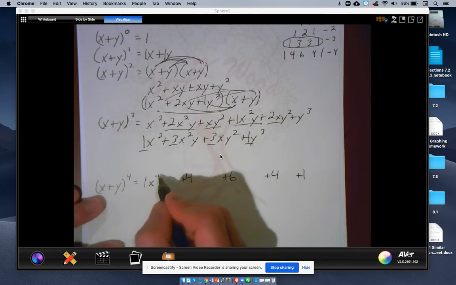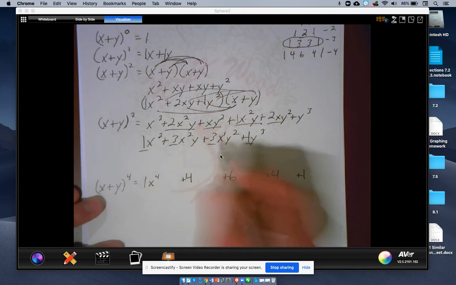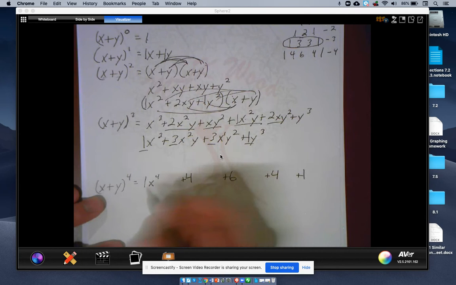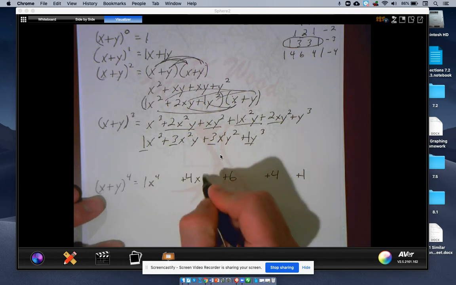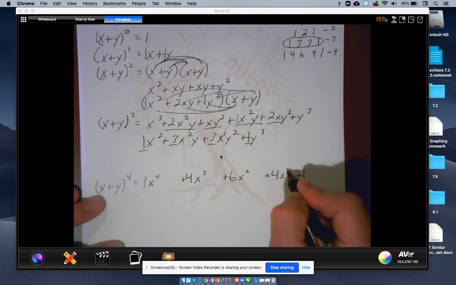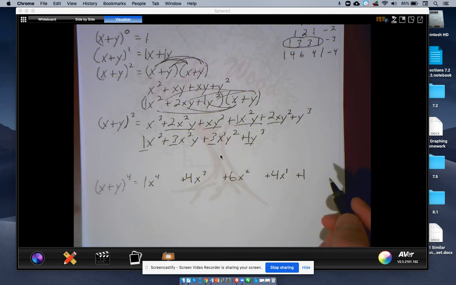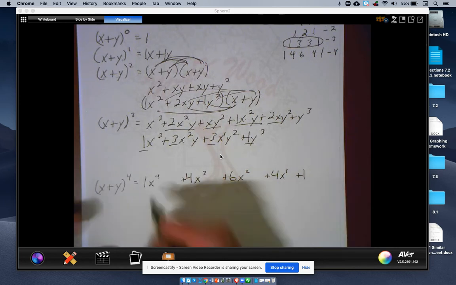All I'm going to do is count down. So notice I went x cubed, x squared, x to the first, no x, or x to the 0. So I'm going to go x to the fourth, x cubed, x squared, x to the first, and then it'll be x to the 0, but I'm not going to write x to the 0 because, as you know, that's 1. Then we're going to do the opposite with y. We're going to go and count up.